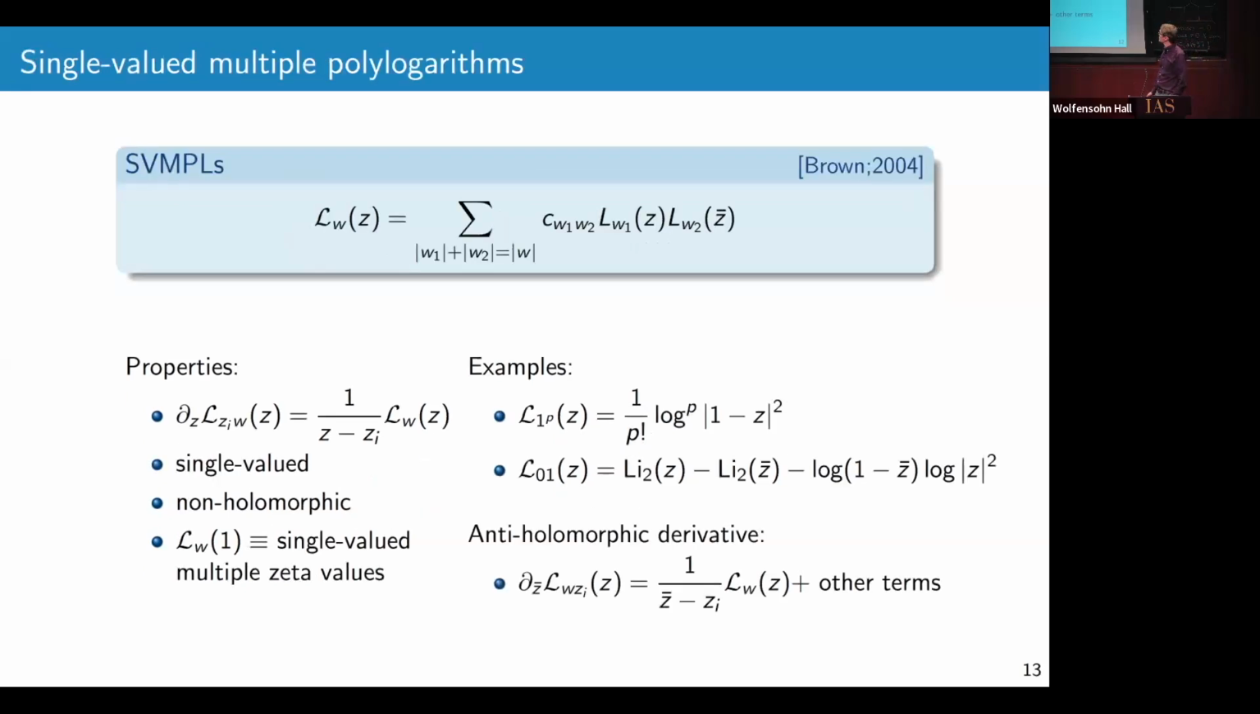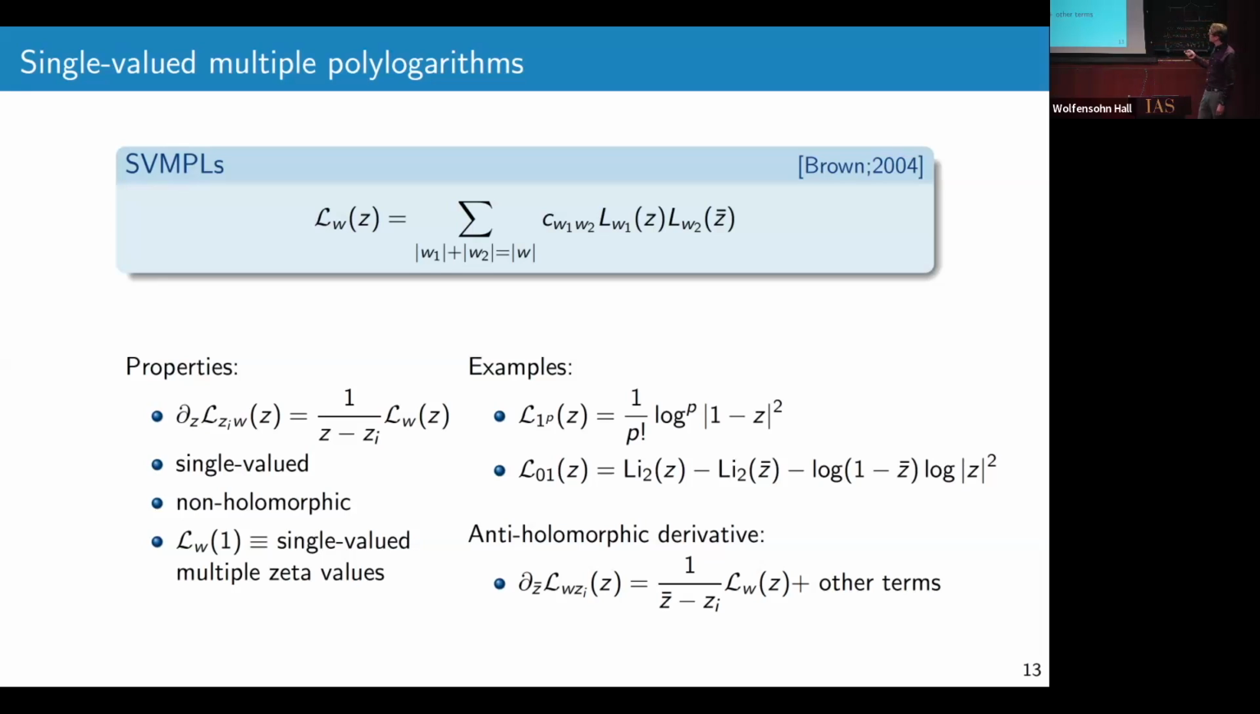The single-valued version of these functions has been constructed by Francis Brown, and they can be written as such weight-preserving combinations of the holomorphic and anti-holomorphic multiple polylogs. And the coefficients are fixed by demanding that they satisfy the same holomorphic differential relation and that they are single-valued, most importantly. So they're non-holomorphic, and evaluated at 1, they define the single-valued multiple zeta values, which can often be used if you do a computation and you see these single-valued multi-zeta values. It's usually a hint that something single-valued is going on.